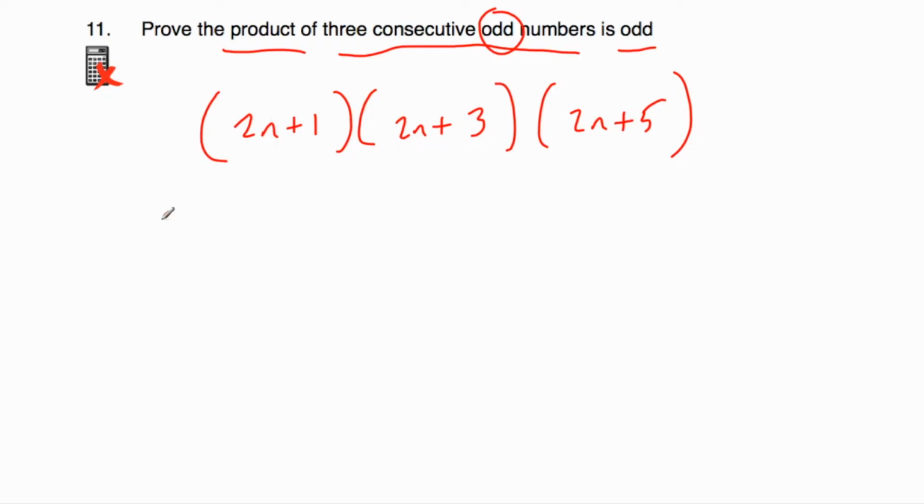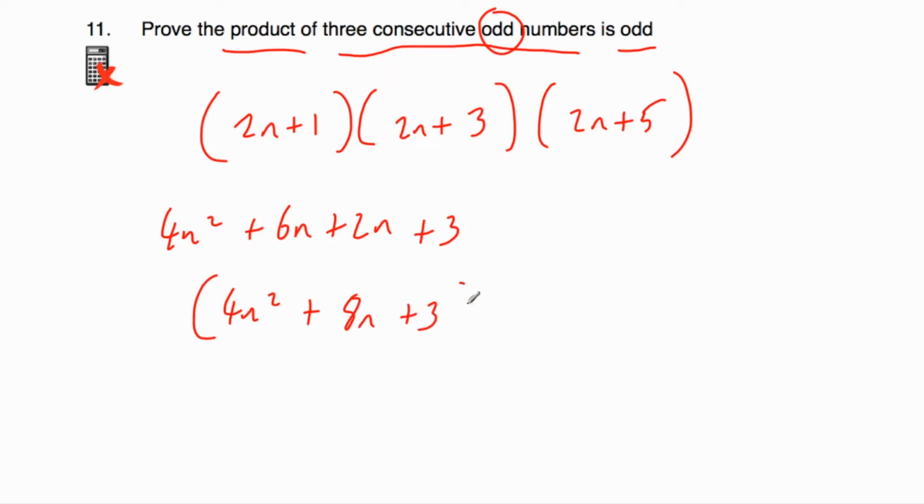So 2n times 2n, that's going to be 4n squared. 2n times 3, that's going to be plus 6n. 1 times 2n, that's plus 2n, and 1 times 3, that's plus 3. And when we simplify that, we get 4n squared plus 6n plus 2n is 8n plus 3. So we've expanded our first pair of brackets. Now we still need to multiply that by 2n plus 5. So let's put that in brackets and let's put our 2n plus 5 beside it.